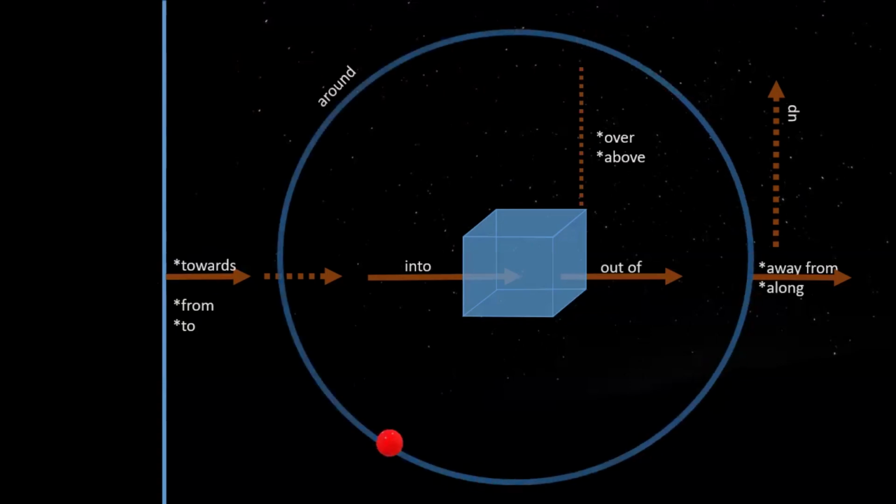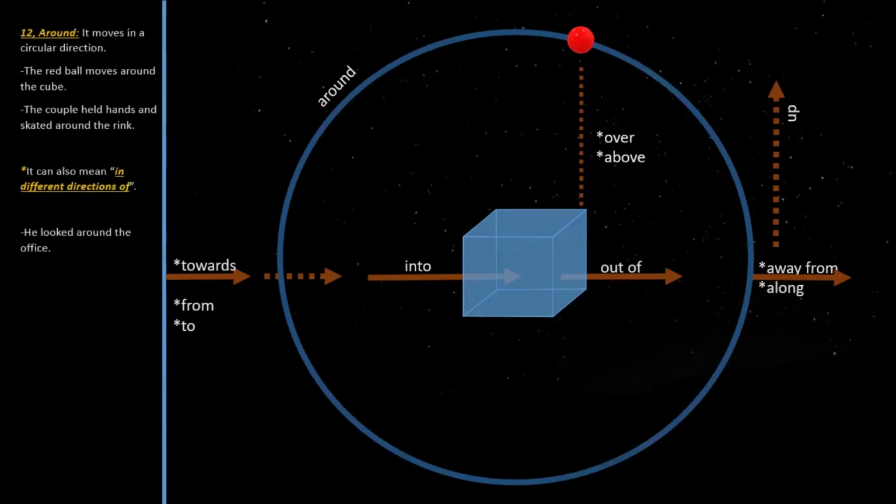The next preposition is around. Around is a preposition of place and also a preposition of movement. In this case, when it is used as a preposition of movement, it means that it moves in a circular direction. It can also mean in different directions of.